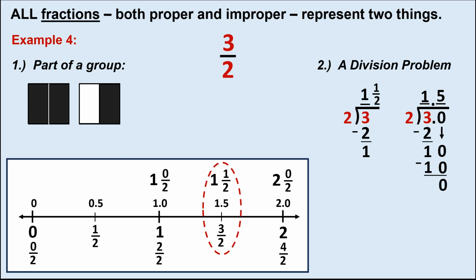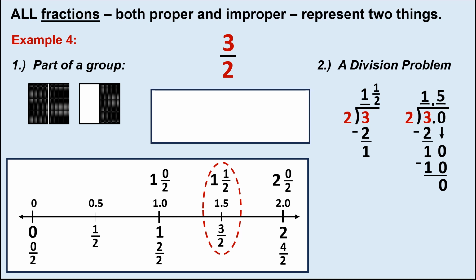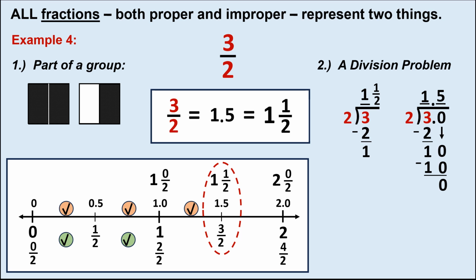Circle the equivalency. The decimal 1.5, 1 1/2, and 3/2 all occupy the same point on the number line. Let's write the equivalency. 3/2 equals 1.5 equals 1 1/2. The part of the group solution on the number line indicates the following. There are 2 equal spaces, the denominator, and we are interested in 3 of them, the numerator.